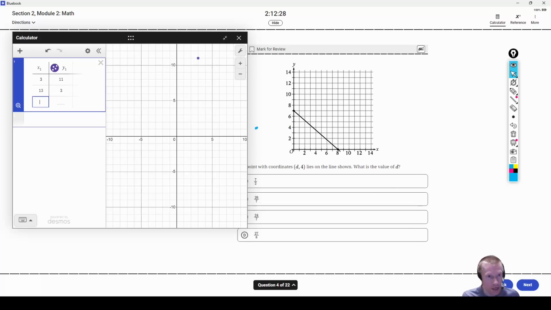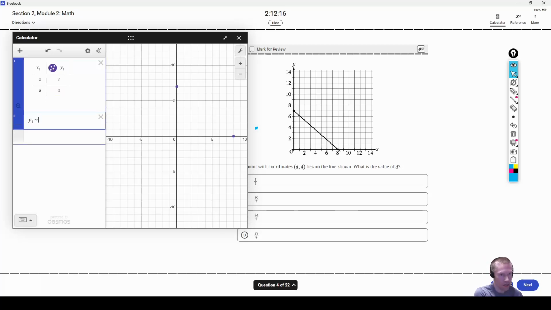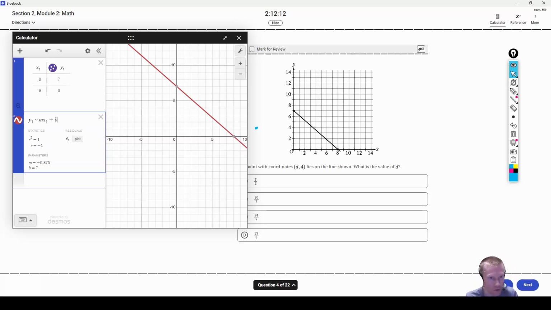So notice we have 2 points on this line. We can pick its y-intercept here, which is (0, 7), and then we can pick its x-intercept, which is (8, 0). So now I'll do the exact same thing that I did on the last problem, basically a linear regression. Okay, so here's the equation of the line.